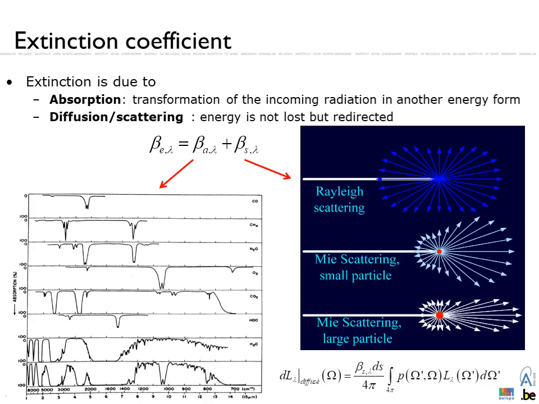Scattering is far more complex. It will depend on the size, form and composition of the particle. Since energy is scattered in all directions, it makes the Schwarzschild equation far more complex to solve. As an illustration, the term describing the scattered radiation is itself an integral over all scattered directions.